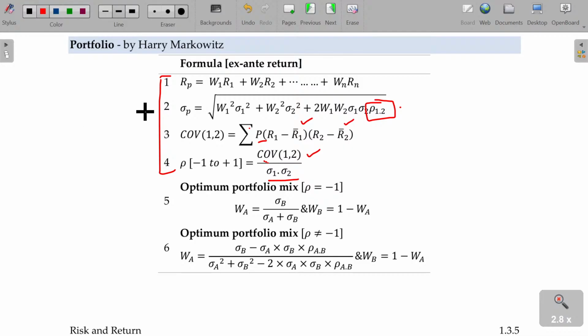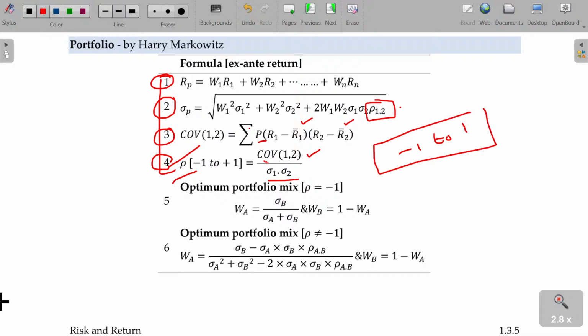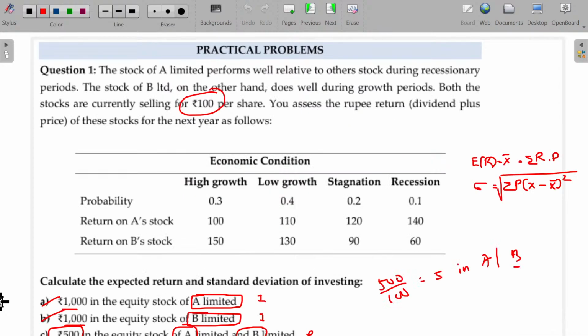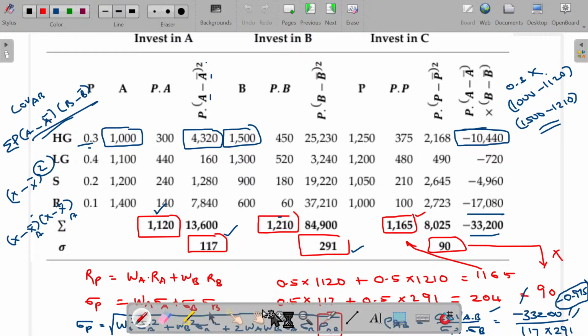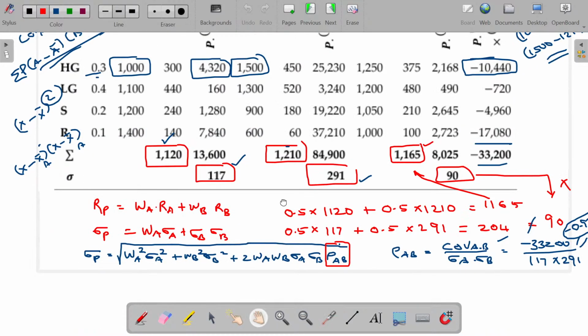I explained this one and solved this one. Remember, the correlation final answer should be anywhere between minus 1 and 1. If the answer is not within this range, then you have made some error, so you have to be double cautious. In this illustration, we got minus 0.975, which is closer to minus 1. So it is within minus 1 to plus 1, and we got the answer. Now I'm going to apply this in the formula.